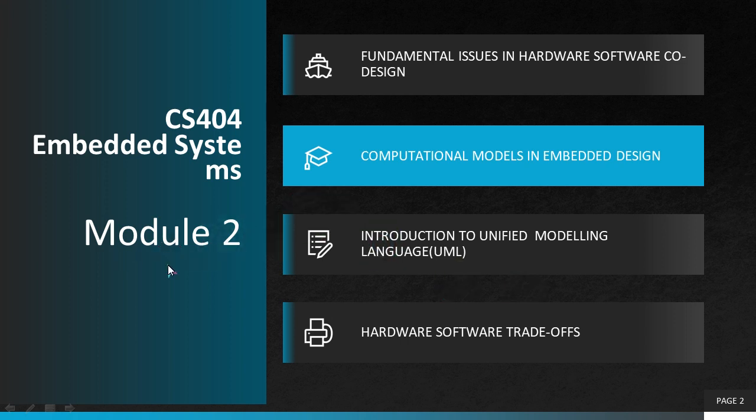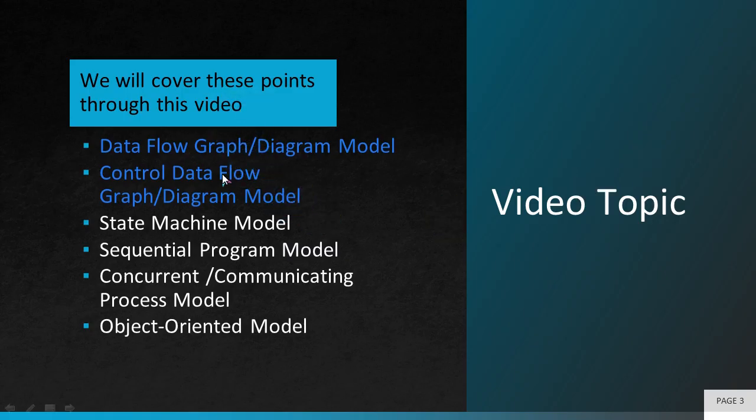So we were dealing with module 2. Module 2 consists of mainly 4 topics: fundamental issues, computational models, UML and hardware software trade-offs. Among these, the second one, which is computational models in embedded design, we are dealing with in this video. So we will cover the first 2 models. Commonly there are 6 models used in embedded systems: data flow, control data flow, state machine, sequential concurrent and object oriented model. In this, the first 2 models we are going to see in this video.